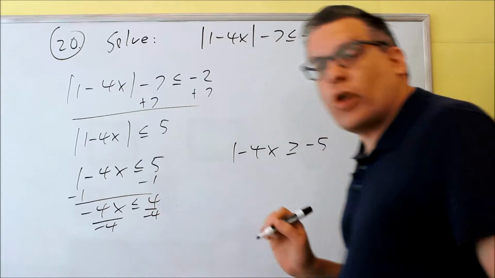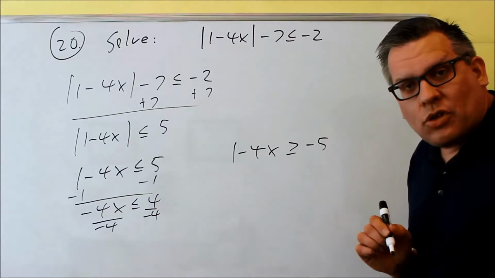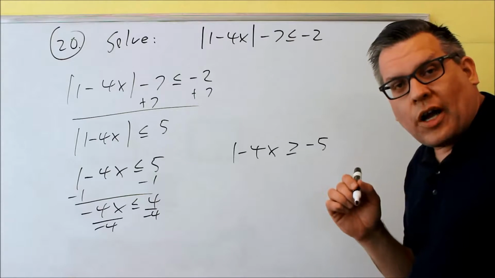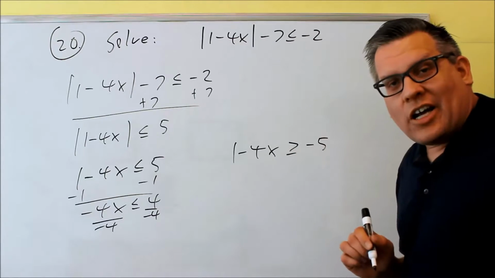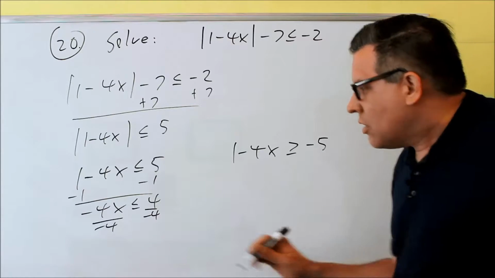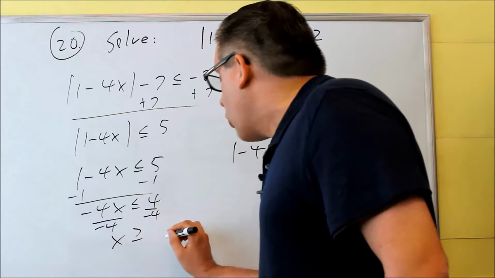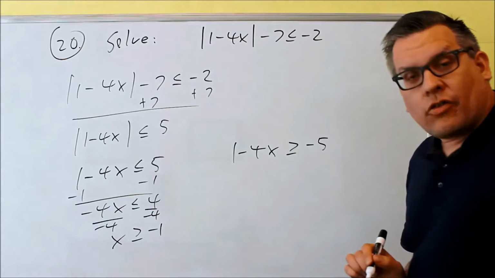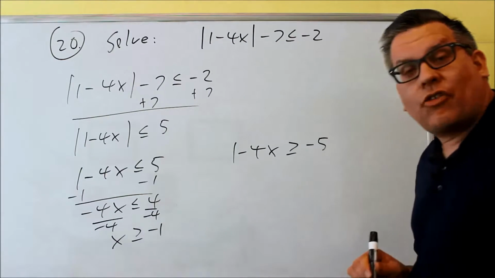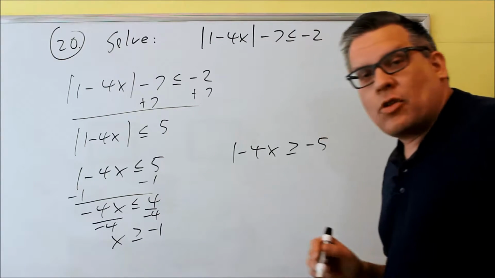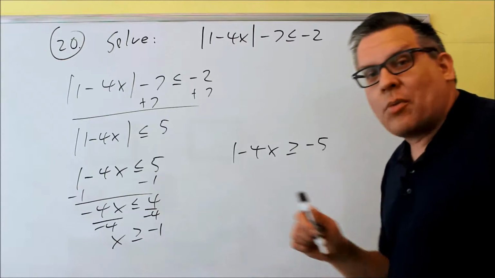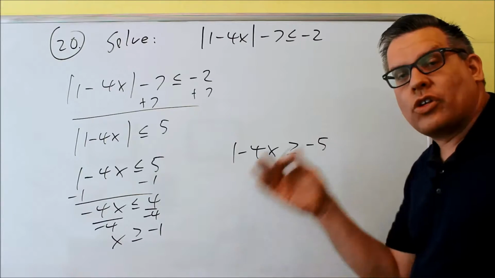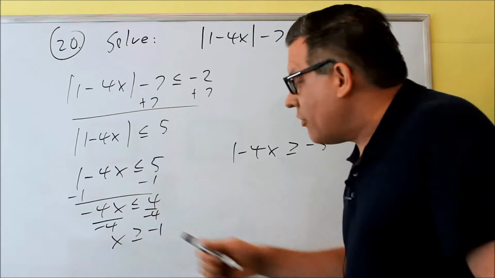Now here's another thing you want to remember on these kinds of problems. Whenever you multiply or divide an inequality by a negative number, the sign is going to switch directions, which means that I'm going to get x is greater than or equal to negative 1 as an answer. I've got to flip that final answer. It only happens when you multiply or divide by a negative number. Adding, subtracting doesn't change it. Only dividing or multiplying by a negative number.